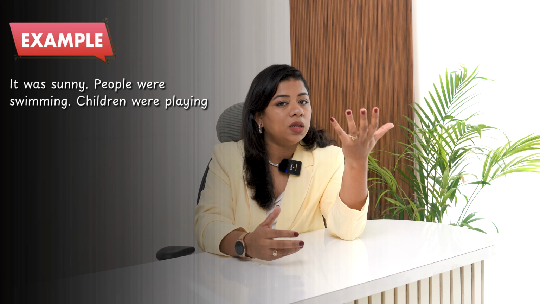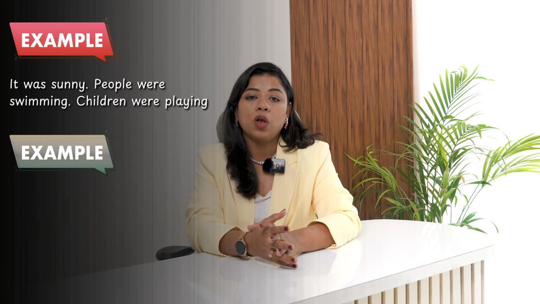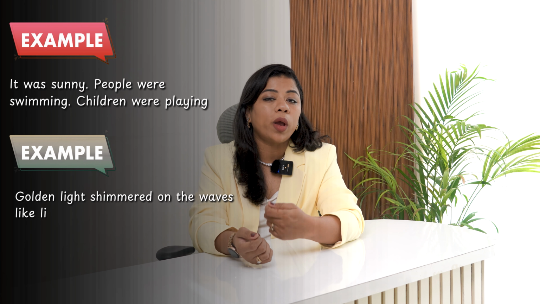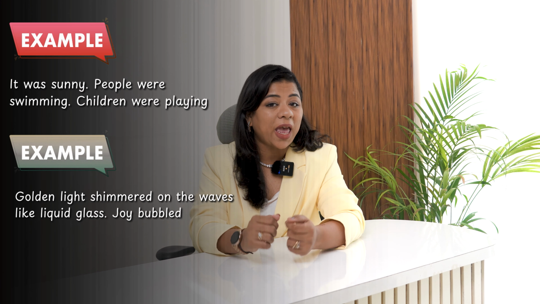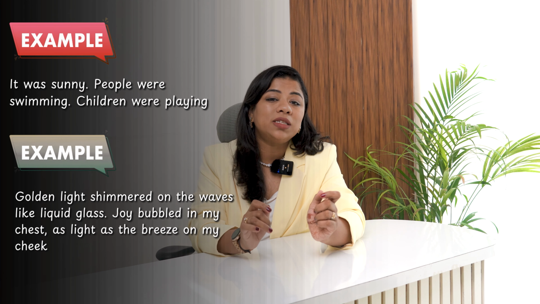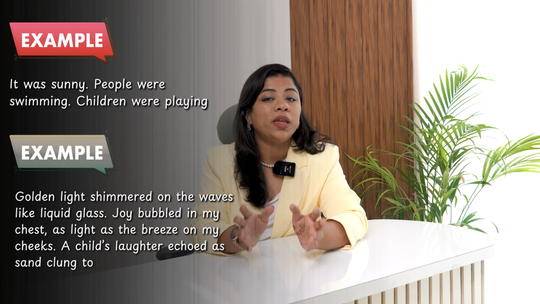Let's look at another example. It was sunny, people were swimming, children were playing. This is one type of writing. And the version that follows the three-sentence rule: golden light shimmered on the waves like liquid glass. Joy bubbled in my chest, as light as the breeze on my cheek. A child's laughter echoed as sand clung to her wet hands.